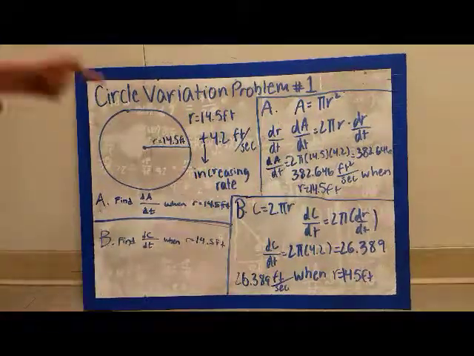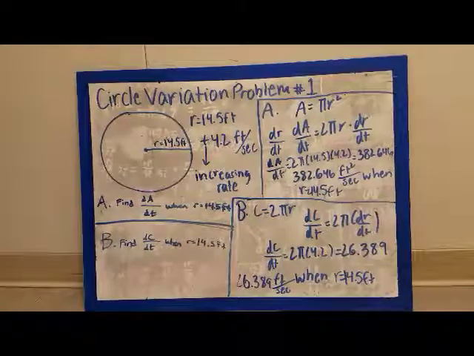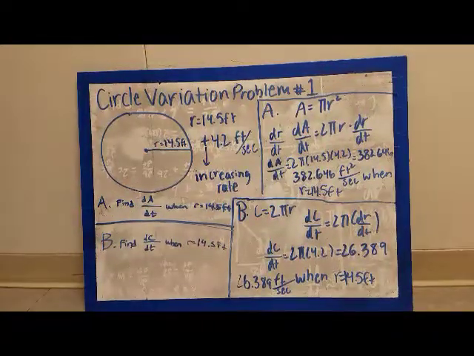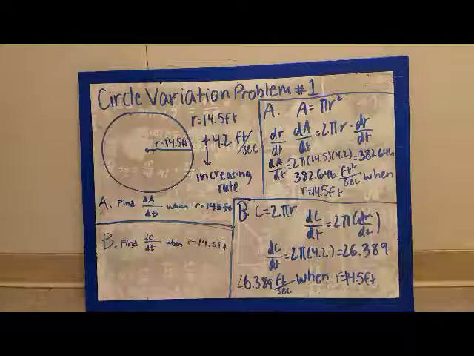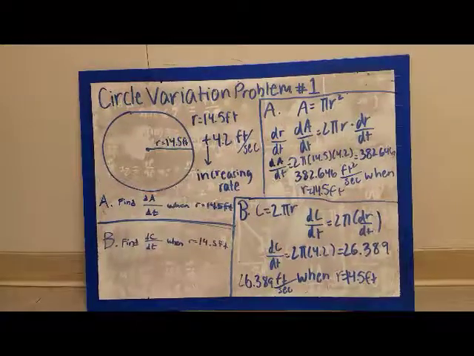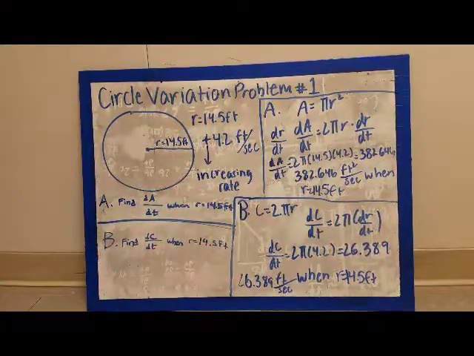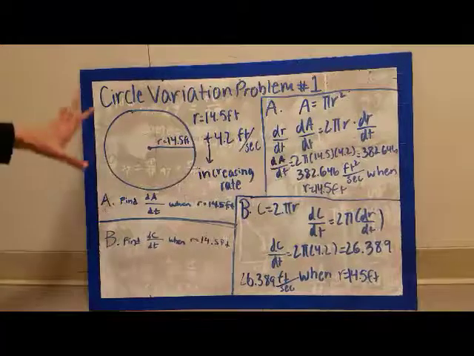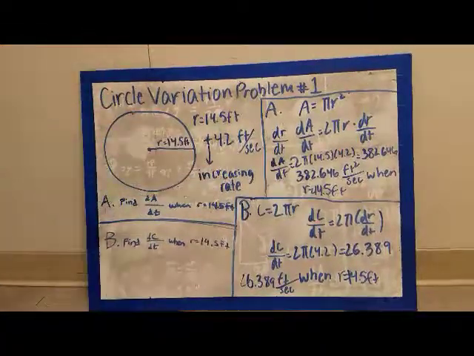And then we solve for dA over dt to get 382.646, and the final answer is 382.646 feet squared per second when r equals 14.5. So that's how fast the area is expanding when the radius is at that point.